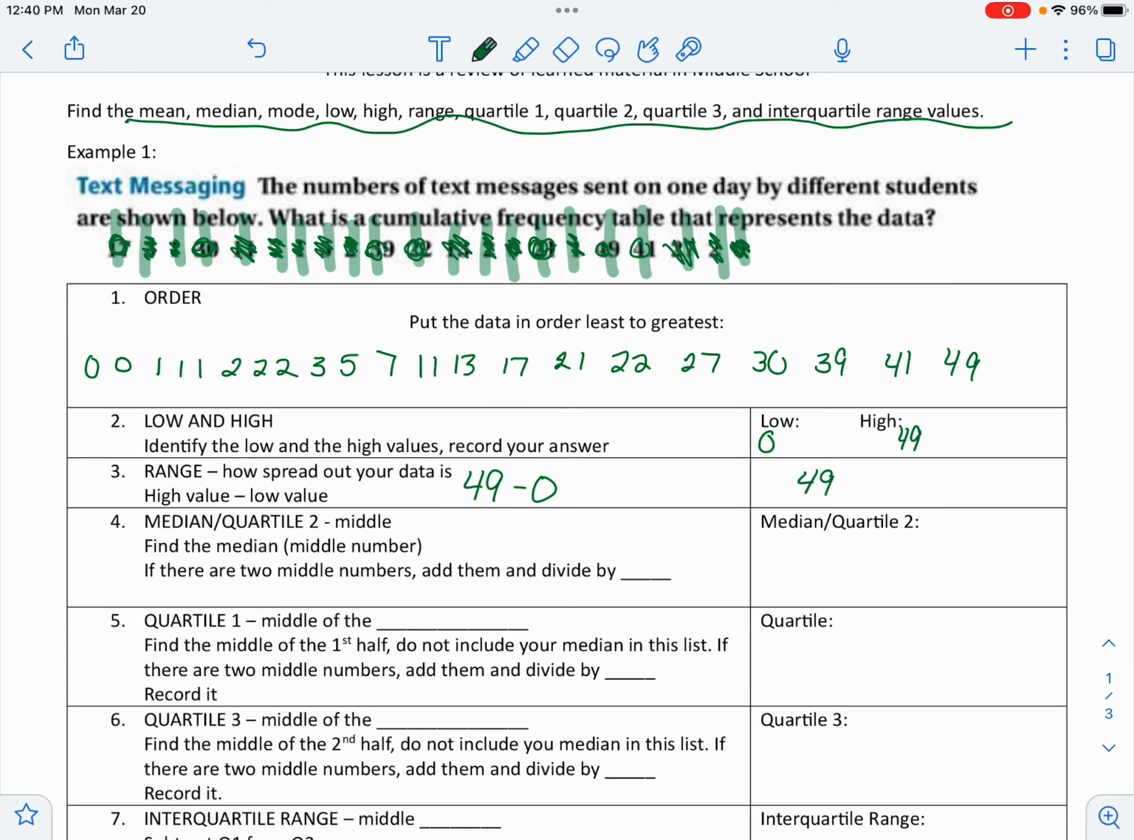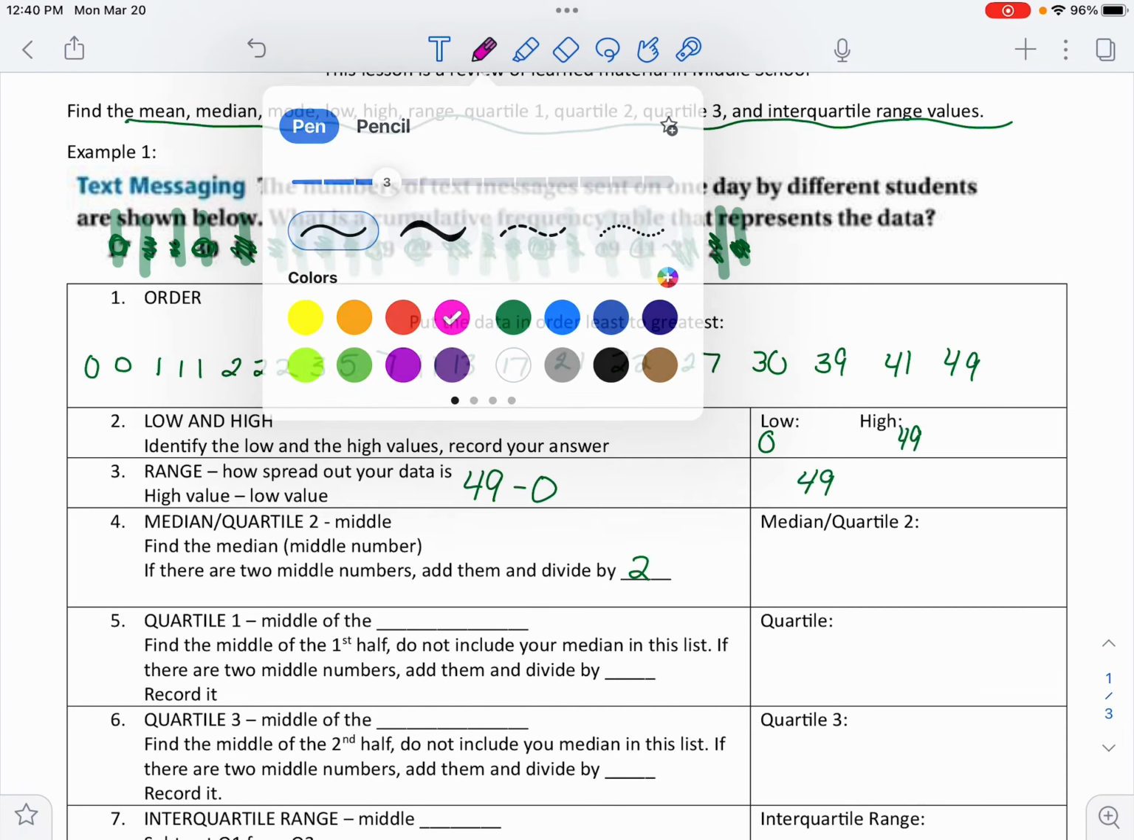The median is the middle number. Now, in this example, there is a middle number. If there wasn't, you would have to add them together and divide by 2 because you find their average between them. But there is actually a middle number. So let's go ahead and find it. I'm going to use pink.